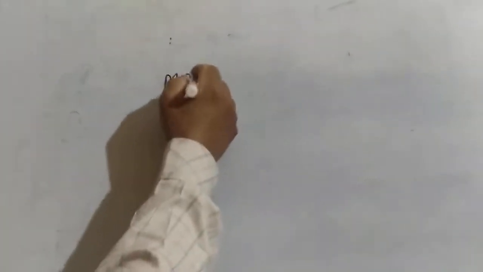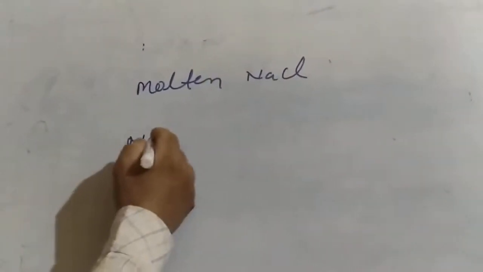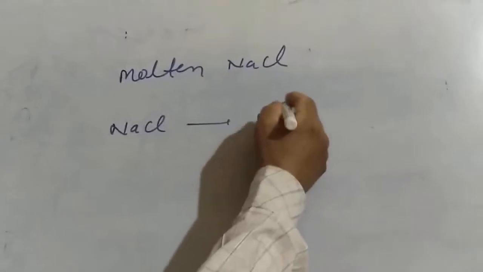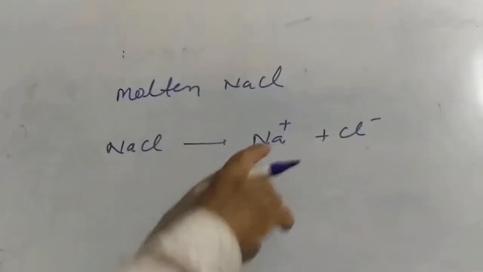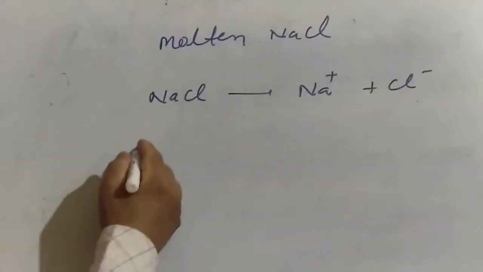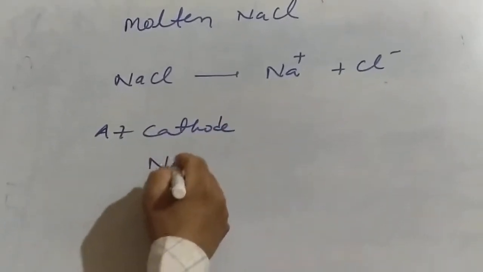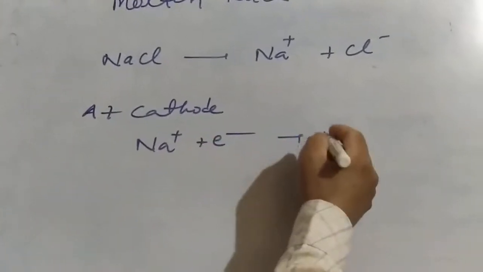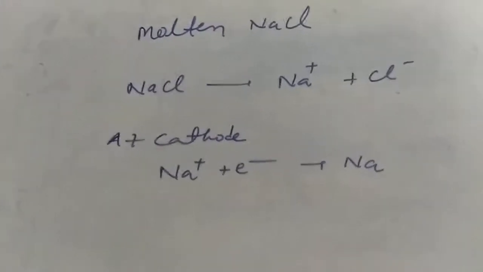Suppose we are electrolyzing molten NaCl. This time in the electrolytic cell I have taken molten NaCl. Now NaCl is going to dissociate into Na+ and Cl-. Na+ has a positive charge, so it will definitely move towards the cathode. So at the cathode, Na+ captures an electron and I obtain sodium.